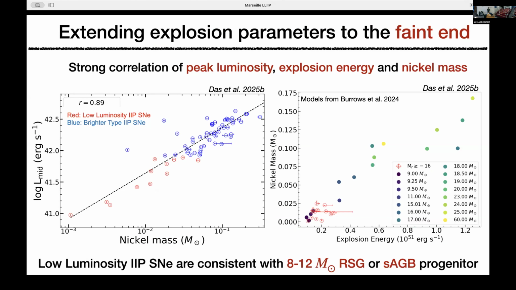So as part of this work, we also did very extensive light curve analysis using radiation hydrodynamic model grids from Takashi Moriya. We did semi-analytical model fitting as well. And we find that there's a strong correlation of the peak luminosity with the explosion energy and the nickel mass that's produced in the supernovae. And overall, the explosion properties are consistent with either coming from an 8 to 12 solar mass red supergiant or a super AGB star.